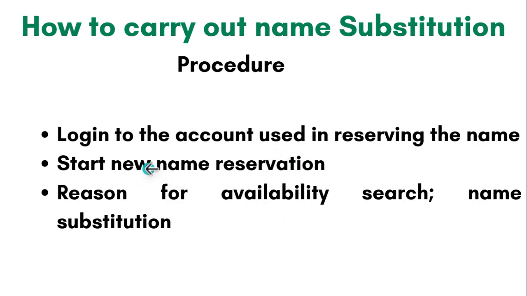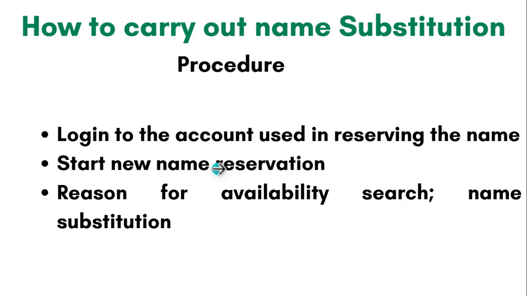Then you start a new name reservation, just like a new name reservation. Then for reason for availability search, you just choose name substitution. So this is just the difference. For new registration, you just choose new incorporation. But here it is name substitution.